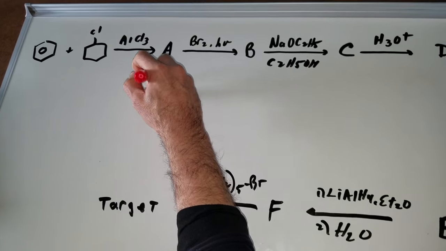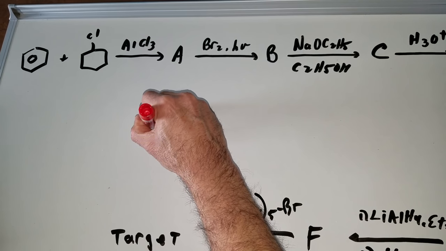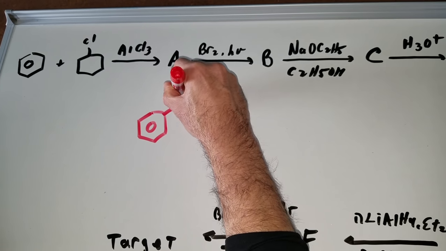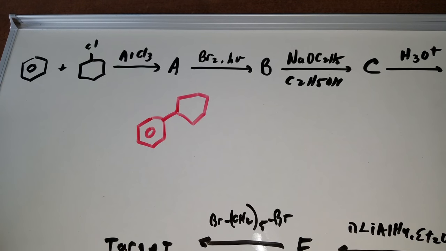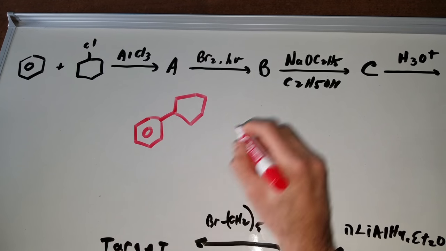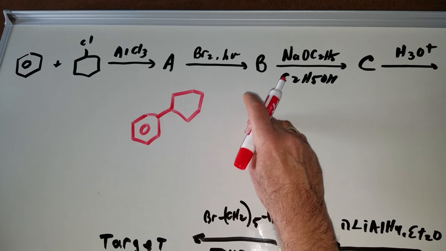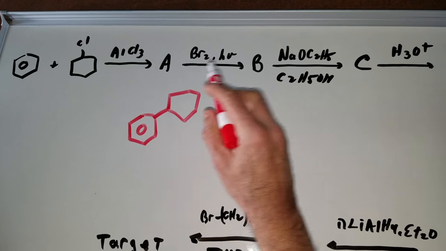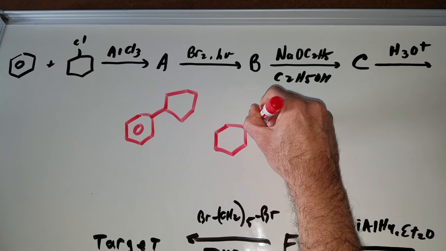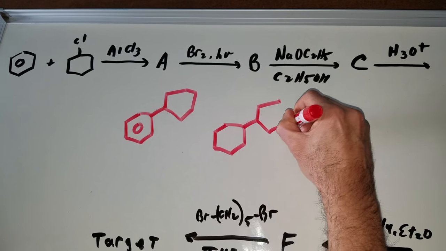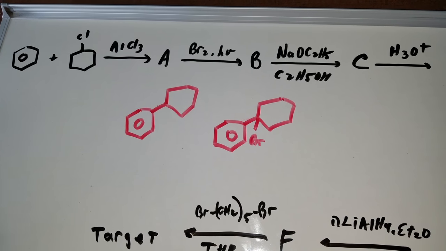The first thing we're going to do, when we do the Friedel-Crafts reaction, is put the R group onto the benzene ring. So we come up with this. Once I get this as my first product, we're then going to add N-bromosuccinimide, and it is going to add a bromine to the benzylic position. So let's draw this. There's our six-membered ring, and we add a bromine right here.